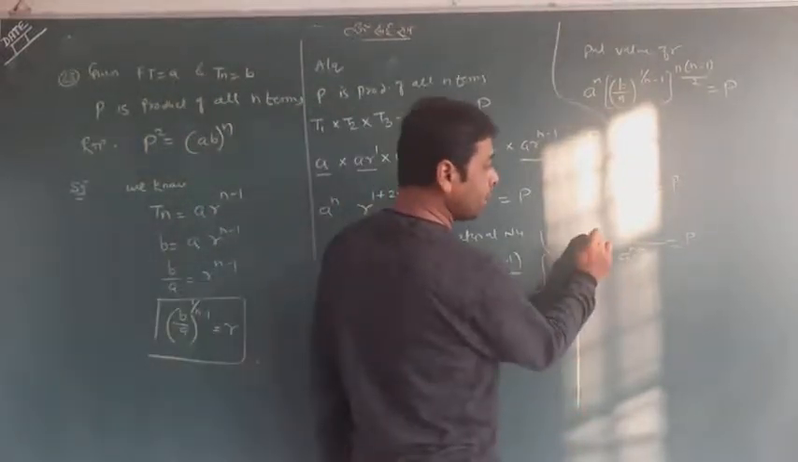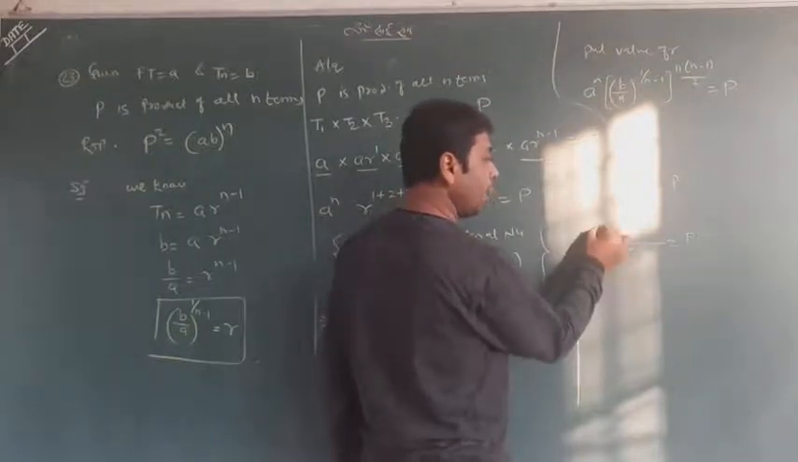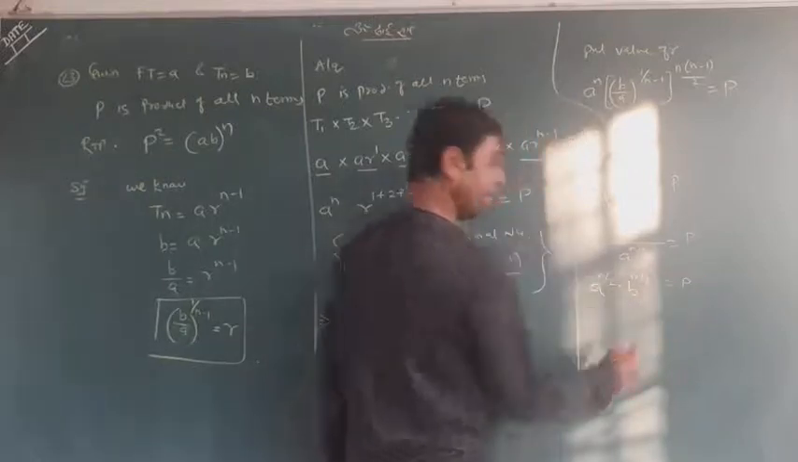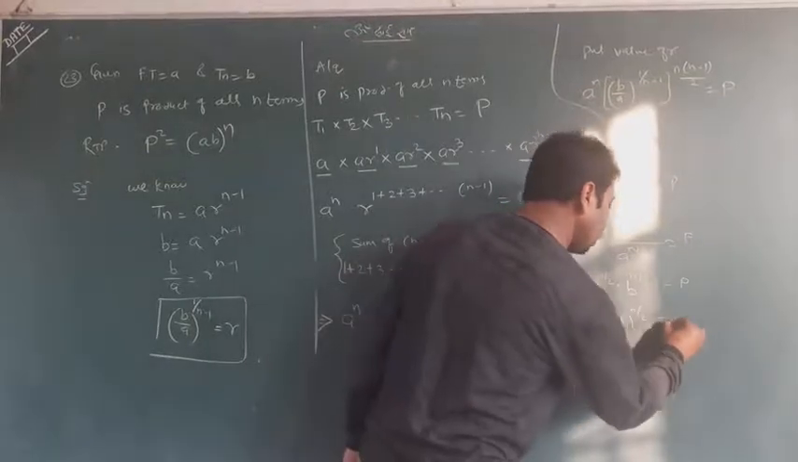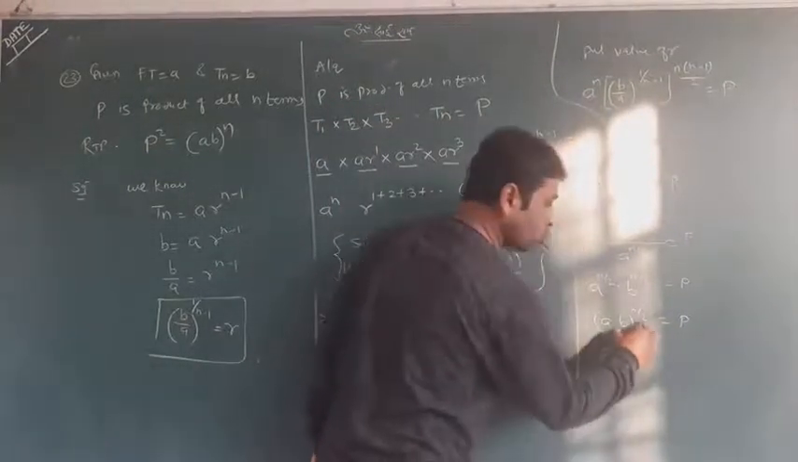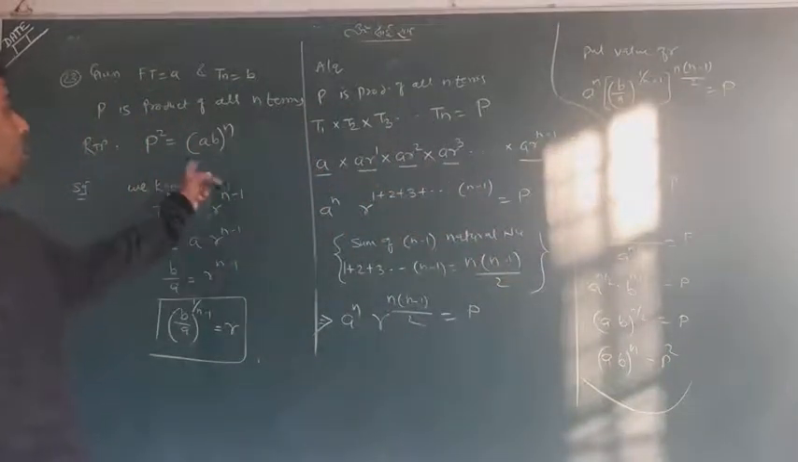Afterward, a to the power n and a to the power n minus 1 both have the same base, so the powers will subtract. So n minus n by 2 will be n by 2. b to the power n by 2 is equal to p. So it means that (ab) whole power n by 2 is equal to p. You square both sides. When squaring both sides, this 2 will be eliminated and it will be p square. This is none else but your answer.